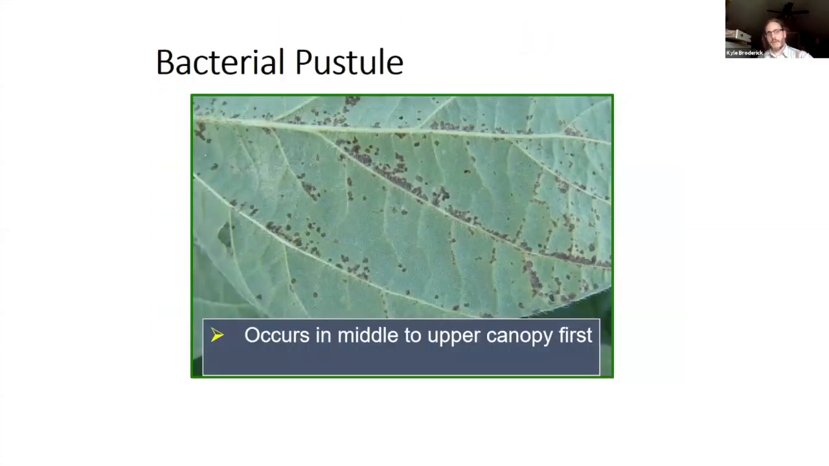But bacterial pustule, one of our other bacterial diseases, these lesions tend to show up much more in the upper canopy, whereas bacterial blight shows up in the lower canopy first. And then bacterial pustule also tends to be much more associated with the veins, whereas bacterial blight is showing up wherever on the leaves.